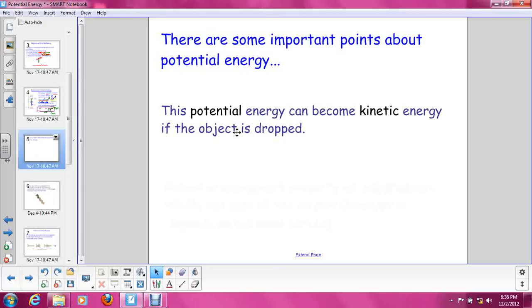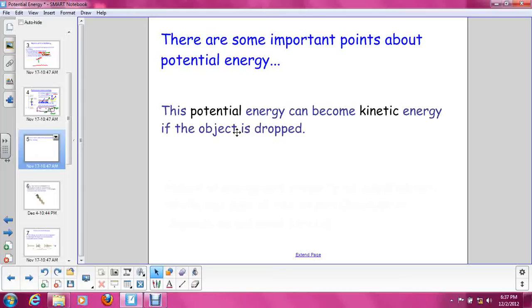The example of the skydiver: if they are taken 3,000 feet above the ground, they have 3,000 feet of height difference to store up that gravitational potential energy. When they jump out of the plane, the height between them and the ground decreases. So the amount of gravitational potential energy they have becomes less and less as they fall. But that doesn't mean they lose energy. They're just converting that energy into a different kind.